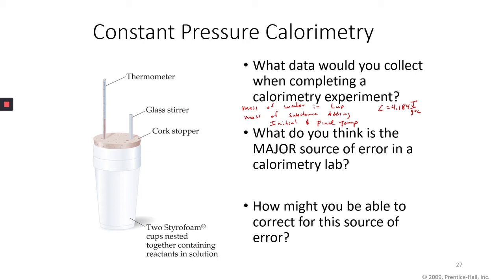And what would be your major source of error? Well, we're assuming all the energy is transferred from one to the other. We never talk about how much energy gets transferred to the calorimeter itself. So your calorimeter can absorb some energy. And in our next video, we'll learn how to calibrate our calorimeter. And that's basically answering this last question.